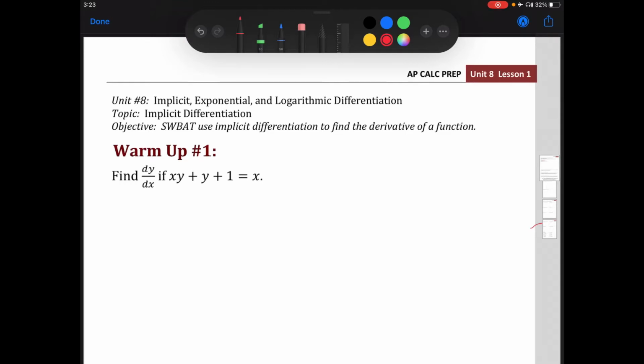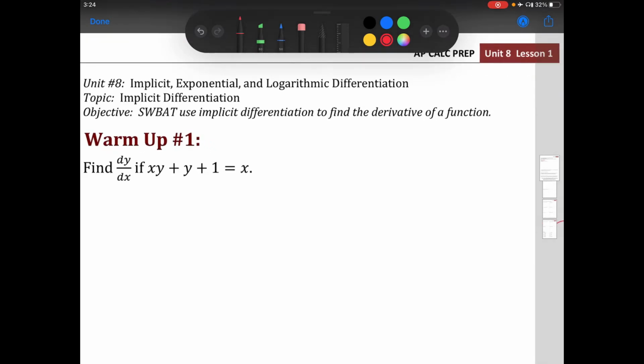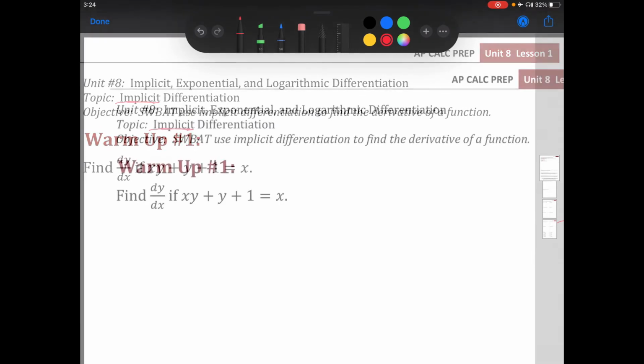So what is implicit differentiation, right? In the past, when we did our power, product, quotient, or chain rule, any of those rules we used, what were we doing? They were all solved for y, and we were just differentiating with respect to x. But with some functions, it's hard to solve for a single variable. So that's when implicit differentiation comes into play, okay?